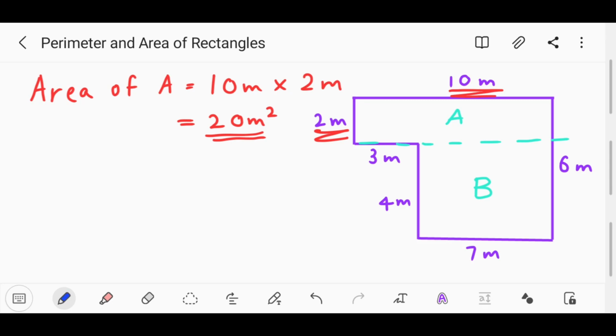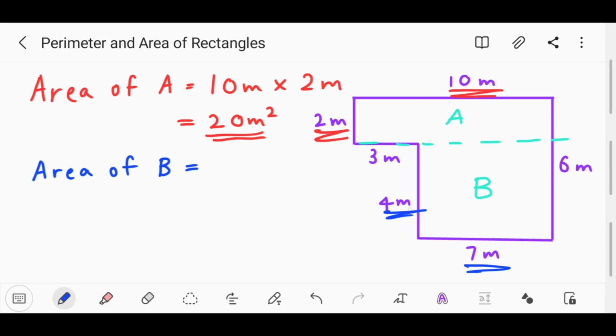The next step is to find the area of B. In order to do this, we need to multiply the length and the breadth of B. So the length of B is 7 and the breadth of B is 4.